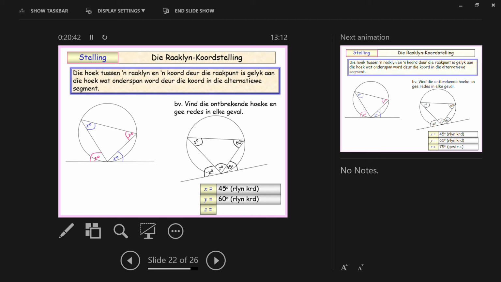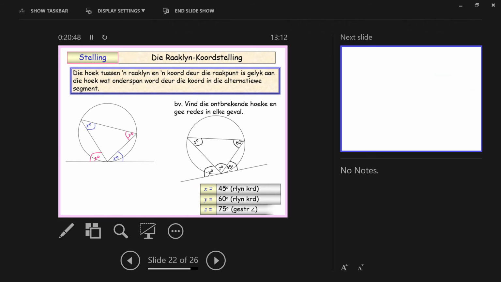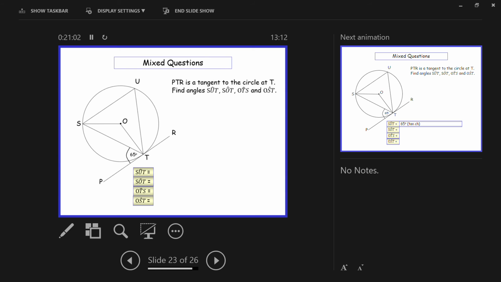Those three angles, the y, the z and the 45, hulle lê mos almal op 'n raaklyn, né? En dis mos angles on a straight line, né? Moenie kyk hierdie rede nie, hy sê gestrek toe, maar julle mag nie, dis nog ou redes. Okay. Dis angles on a straight line. You guys good with that? Ja. Goed. Nou is hy lekker gemeng.